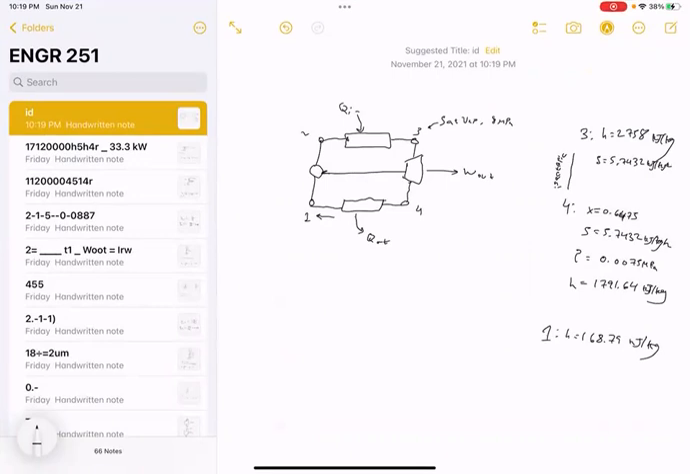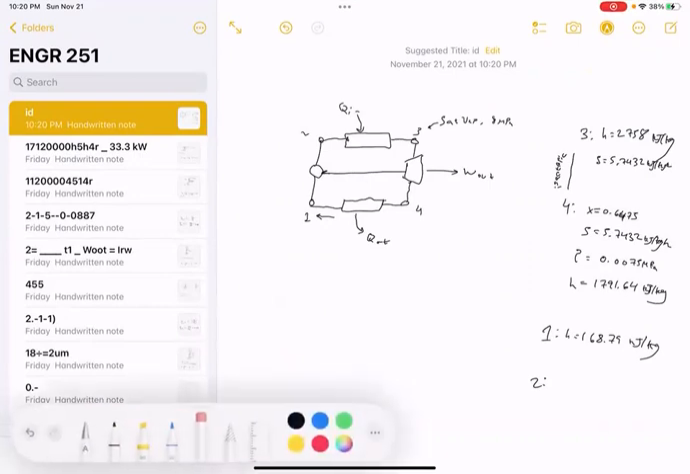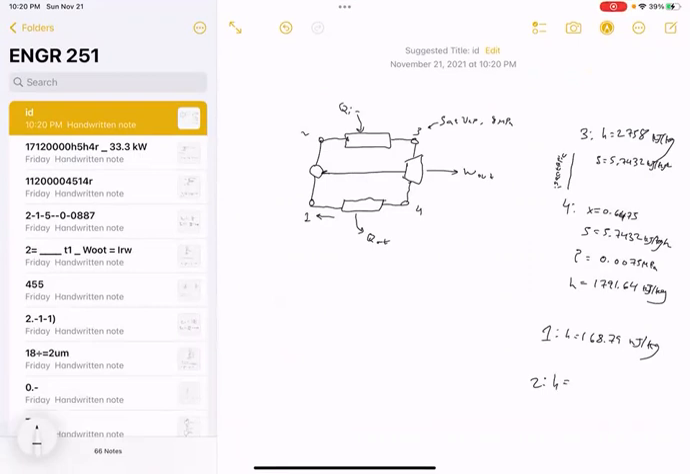Now, what do we know about state 2? We're told what the pump does energy-wise: it's just going to give us 8.06 kilojoules per kilogram of energy. So the enthalpy at state 2 is just the enthalpy at state 1 plus that 8.06. So 168.79 plus 8.06 gives us 176.85 kilojoules per kilogram. Now we're in a really good position. Why? Because we know the enthalpy at every single state.